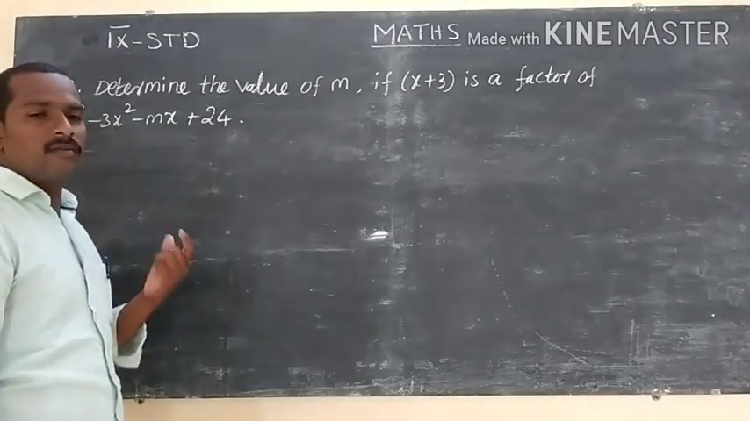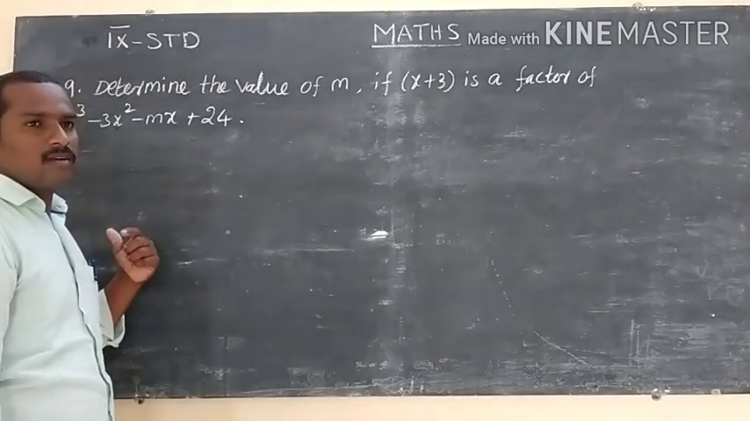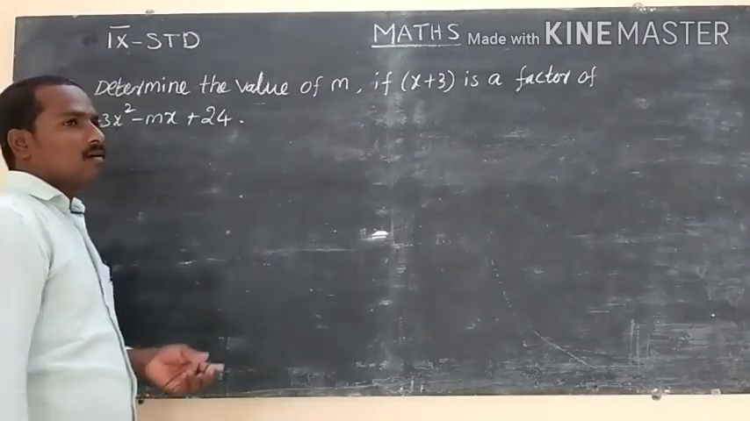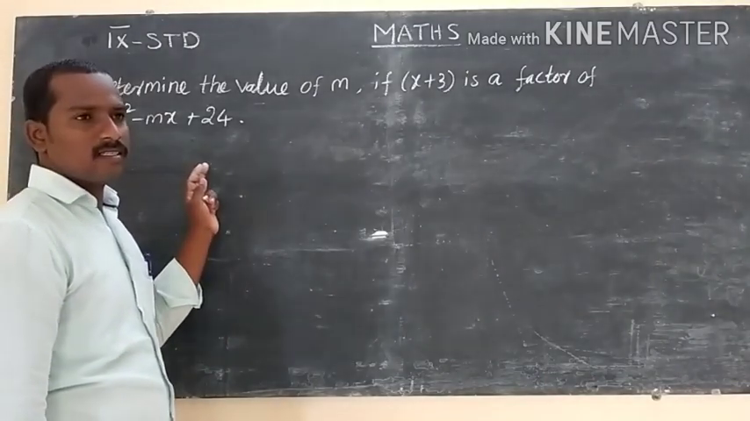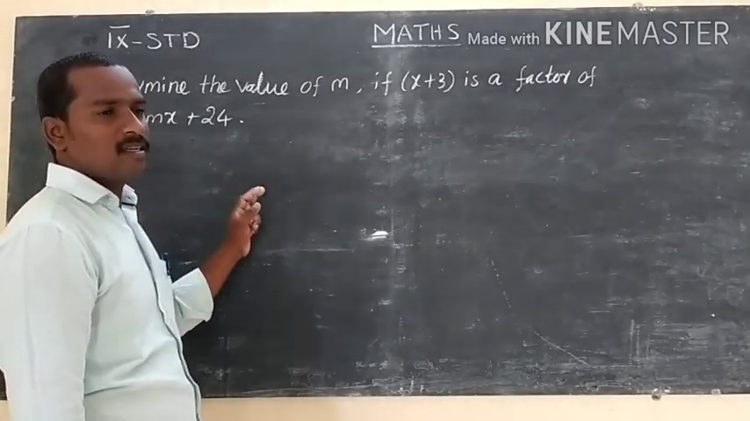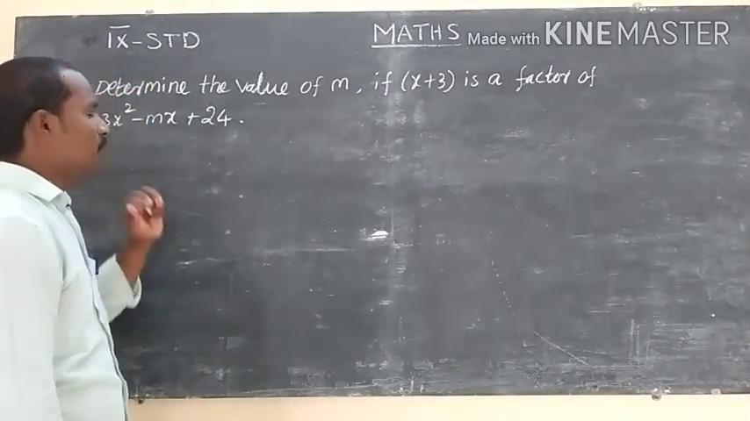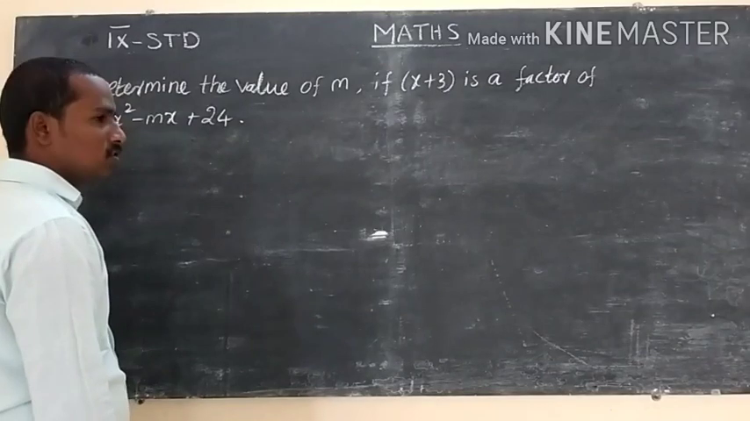So in the 8th question, one divisor is given and also one polynomial is given. First find the zeros of the polynomial, then substitute the value of x in p of x. If we get the remainder 0, it means the given divisor is a factor of the polynomial. The same manner as the 7th question. So the 8th question is your homework.